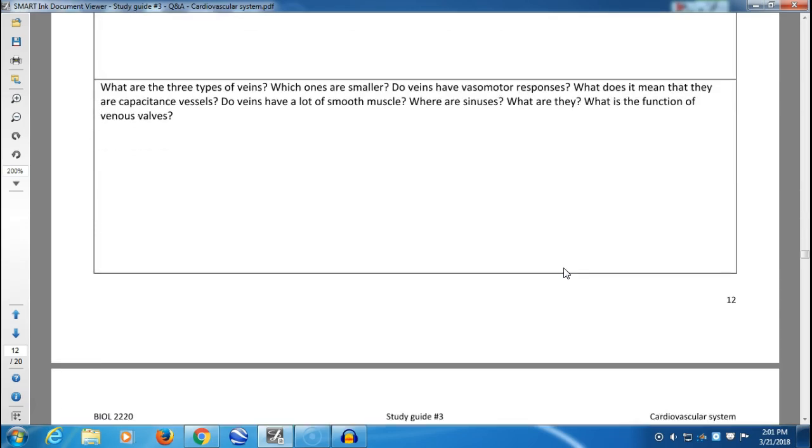Veins: postcapillary venules, just venules, and veins, and sinuses. Sinuses are flat veins that can be found in the coronary circulation and cerebral circulation. Postcapillary venules are small. Can large veins constrict? Yes, weakly. What does it mean that they are capacitance vessels? They store blood. What is the function of venous valves? Prevent the backflow. Does that make sense?